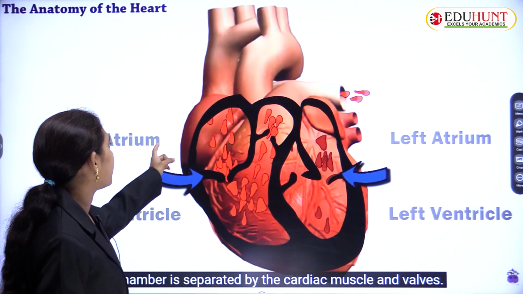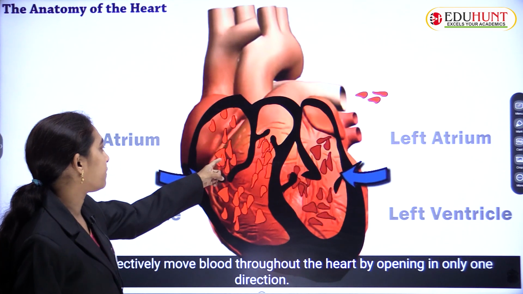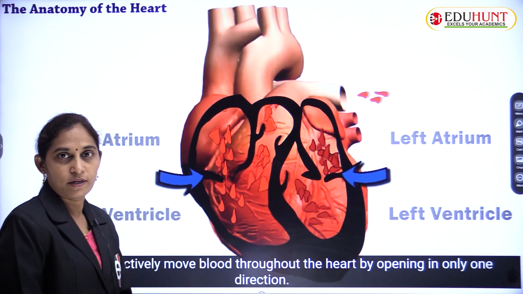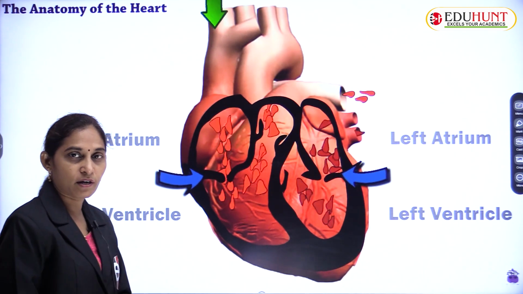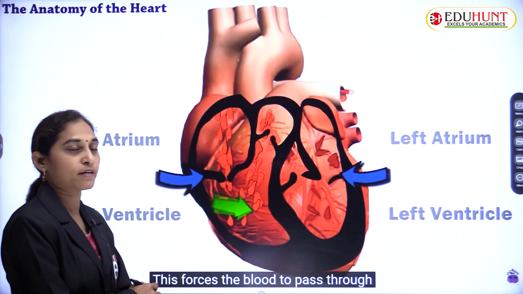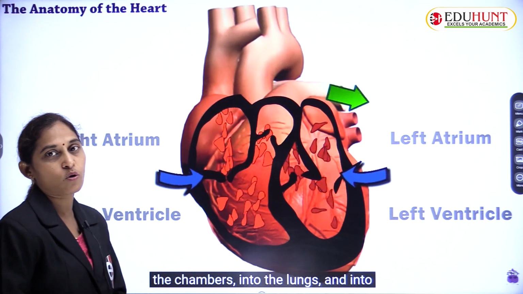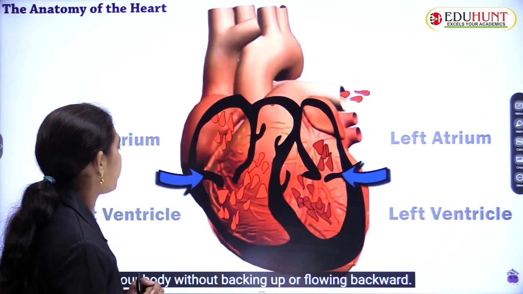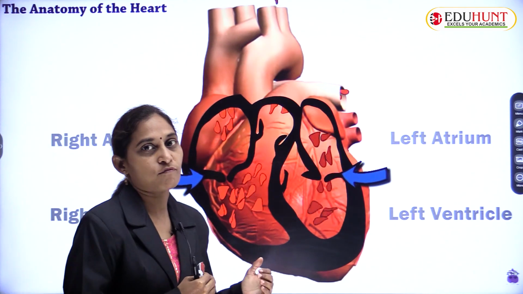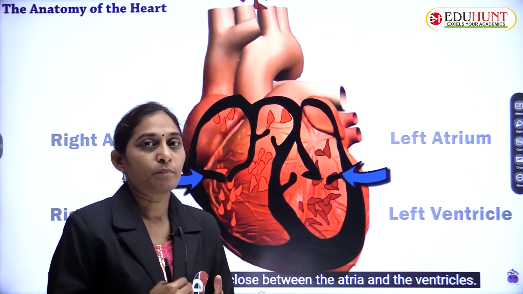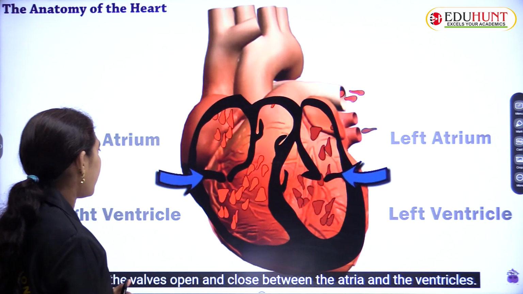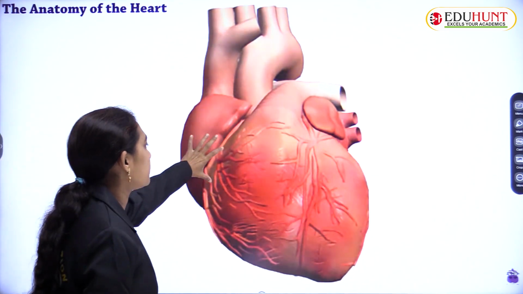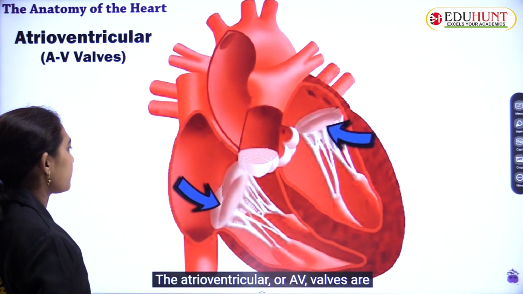As the blood reaches the atrium, it moves into the ventricle. Once it moves into the ventricle, it never goes back to the auricle because of the presence of the valves. The valves prevent the backflow of the blood. This is how the blood reaches the heart.